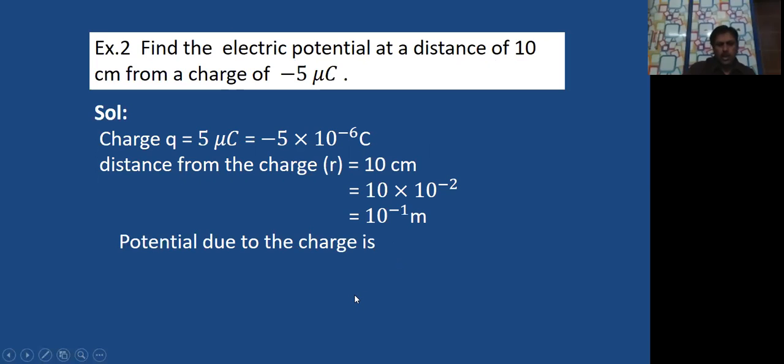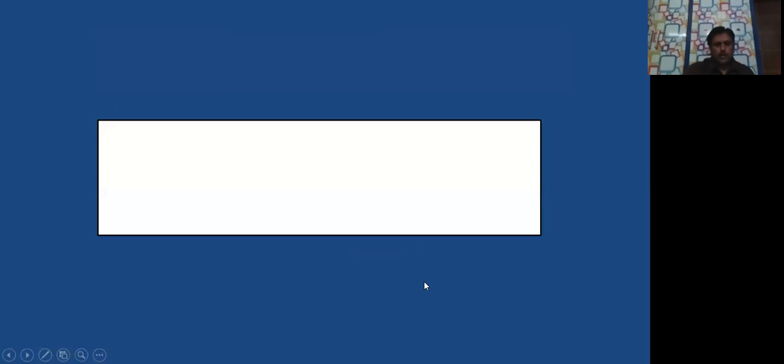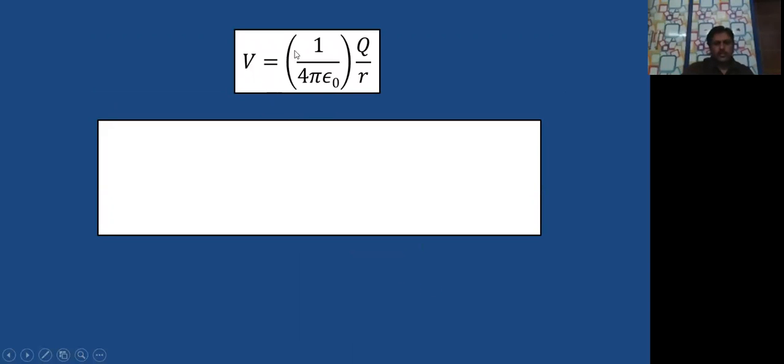Potential due to the charge, V, is equal to how much? That is the question. Now how to solve this question? Again apply the formula. V is 1 by 4 pi epsilon 0 Q by R, because Q is given, R is given. Let us see. First, V is 1 by 4 pi epsilon 0 Q by R.